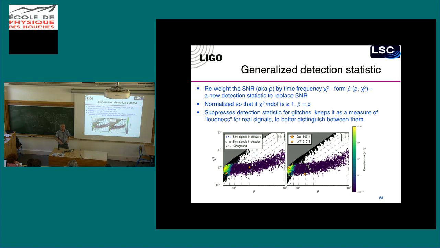GstLAL does something even fancier. It makes a two-dimensional histogram and draws from it, and produces a likelihood ratio of signal to noise. Same thing.